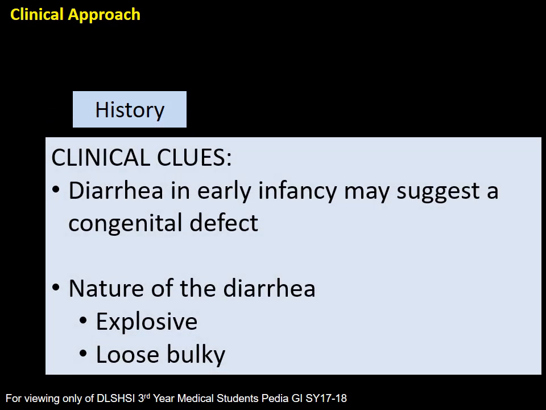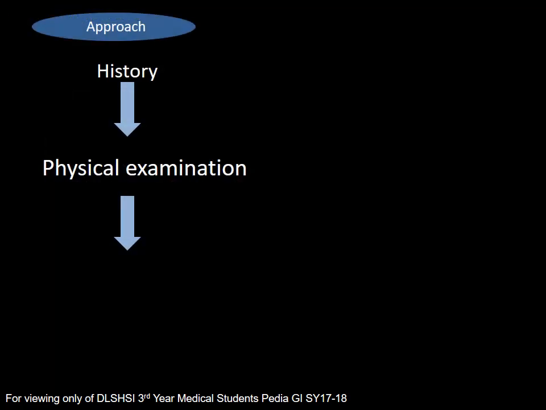Some rare causes of diarrhea may be present early in infancy, after introduction of food, which may provide a diagnostic clue for sucrase isomaltase deficiency. You may also check the nature of the diarrhea. Is it explosive, loose, or bulky? Looking for symptoms such as diarrhea and abdominal distension may help us narrow down our diagnosis. Next will be asking the question of whether it is congenital or acquired, and what the possible malabsorbed nutrients are.